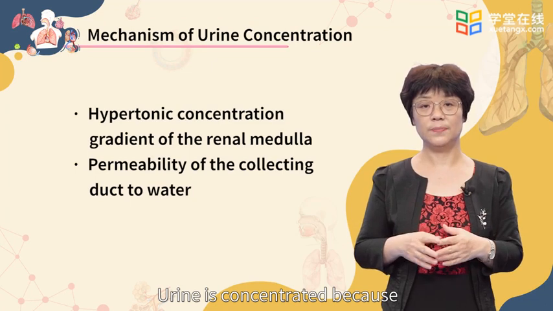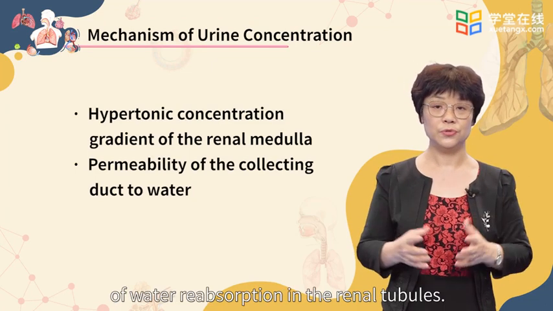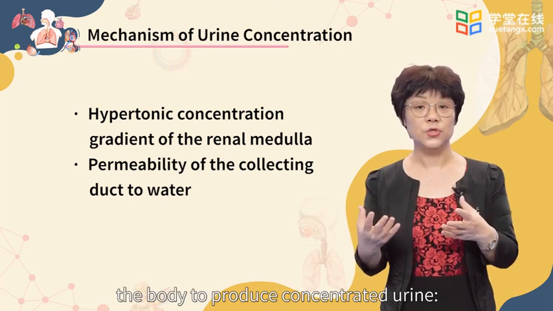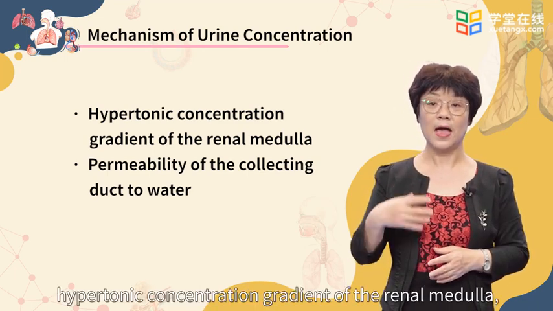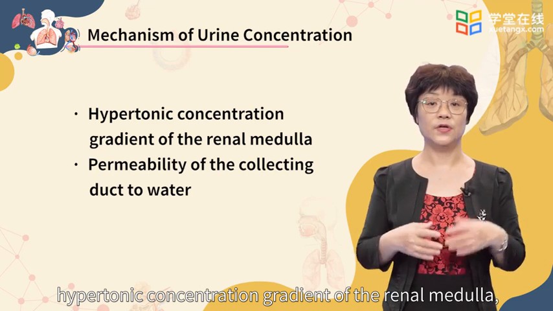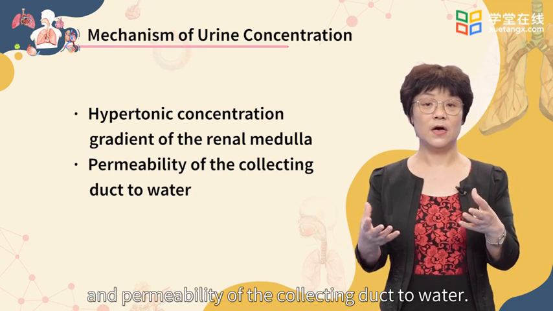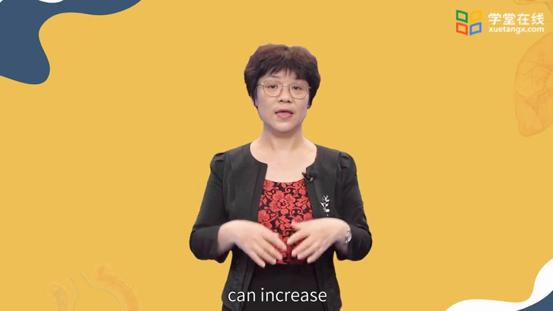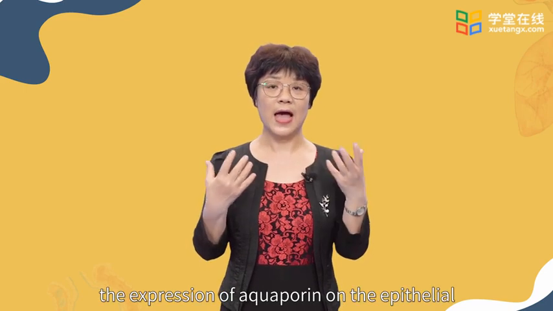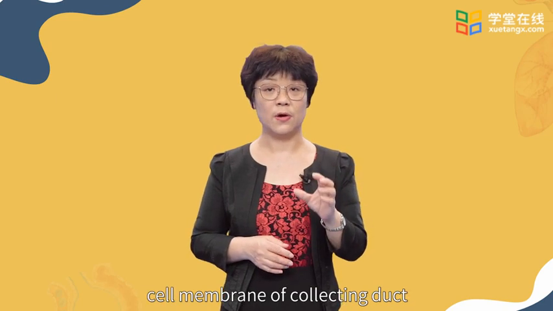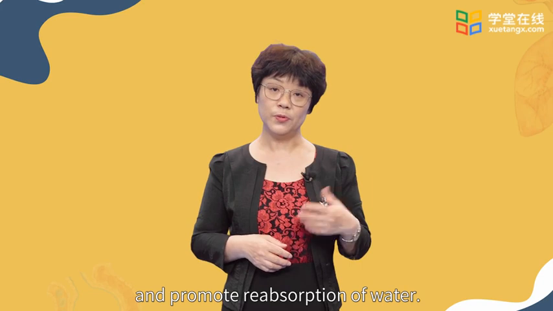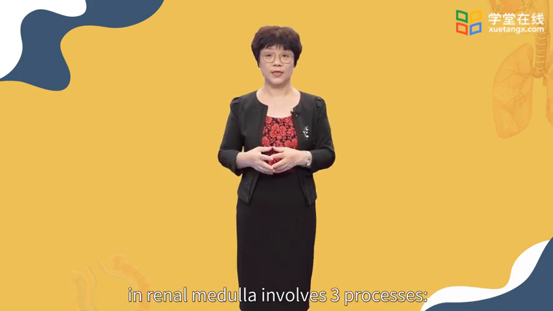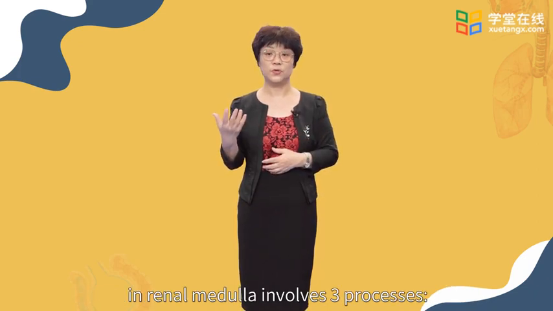Urine is concentrated because of water reabsorption in the renal tubules. There are two essential mechanisms enabling the body to produce concentrated urine: the hypertonic concentration gradient of the renal medulla and the permeability of the collecting duct to water. Antidiuretic hormone, ADH, can increase the expression of aquaporin on the epithelial cell membrane of the collecting duct and promote reabsorption of water. The formation of a hypertonic concentration gradient in the renal medulla involves three processes.